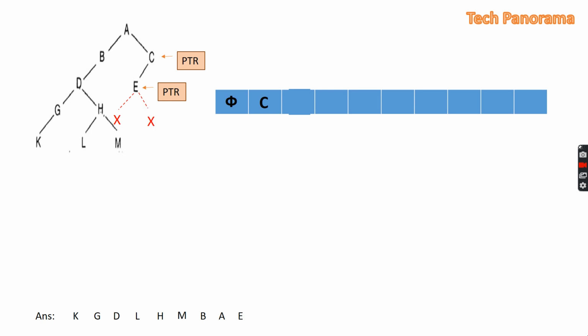Now the PTR will be E. So first we will process the E, then check its right. As it has no right element, again we will pop the element from the stack, that is your C, and assign it to PTR. So first we will process the C, then check its right. As it has no right element, again we will pop the element from the stack, that is your null. Now PTR will be assigned to null. When the PTR is equal to null, then the process will stop. So our final answer is EKGDLHMBAEC. I hope you have understood it.